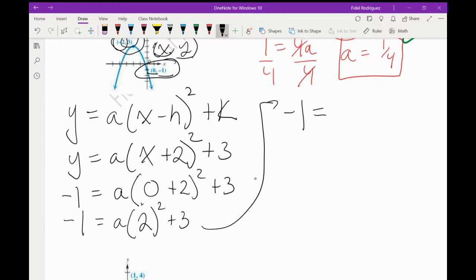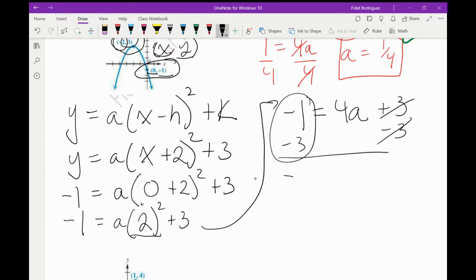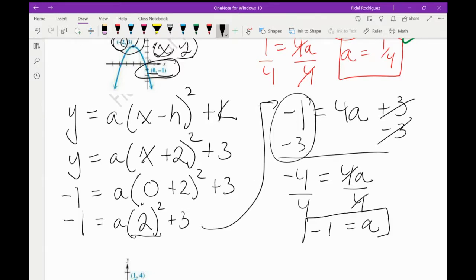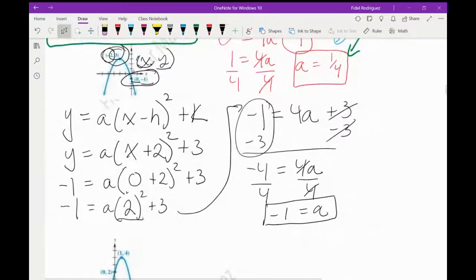So -1 equals, let's see, 2 squared is 4, so that becomes 4A plus 3. I'm going to go ahead and subtract 3 on both sides. So -1 minus 3 is -4, equals 4A. And then when I divide both sides by 4, I'm getting A equals -1. Okay, so now that I got A equals -1, I can go ahead and write out my equation.